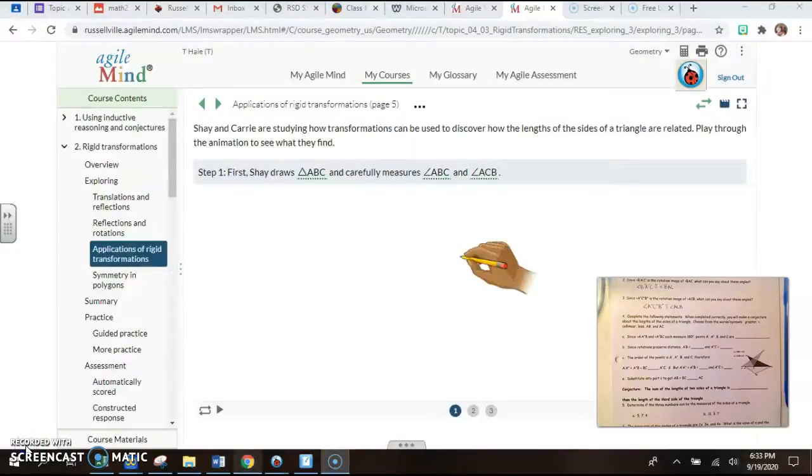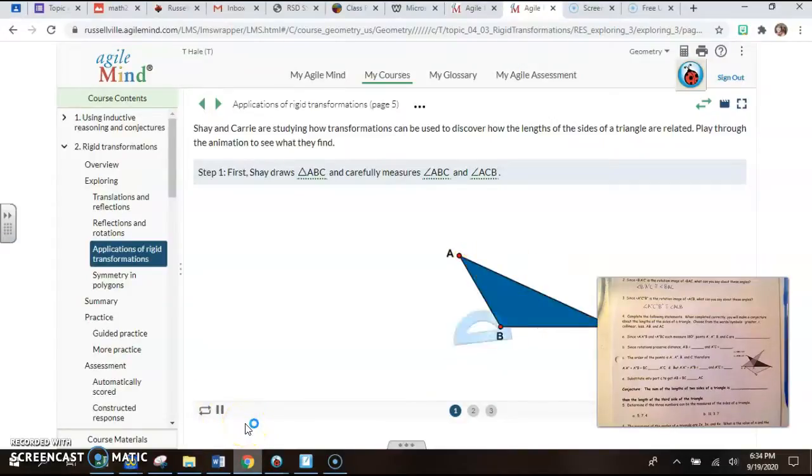They're studying how transformations can be used to discover how the lengths of the sides of a triangle are related. So we know how the angles are related, that they have to add to 180 degrees, but what about the sides? In the step, it says that Shay is going to draw triangle ABC. So here is Shay drawing triangle ABC and carefully measuring angle ABC to be 119 degrees and angle ACB to be 24 degrees.